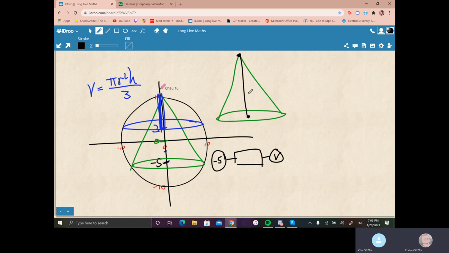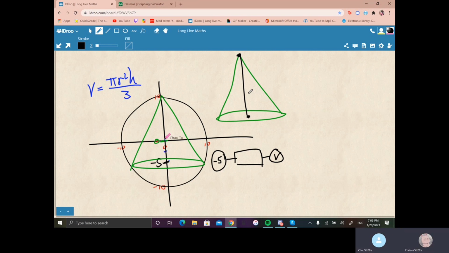Can you see that, Chelsea? Can you see that? Okay. If you're at a location of 3, the height is 7. If you're at a location of 2, what's the height of that cone? 8. Suppose you're at a location of -5, what's the height of that cone? I don't know.